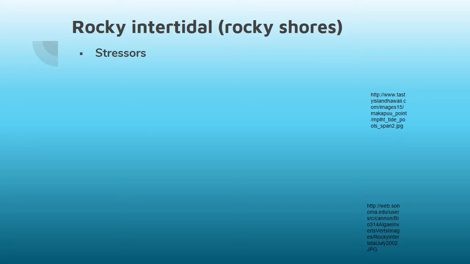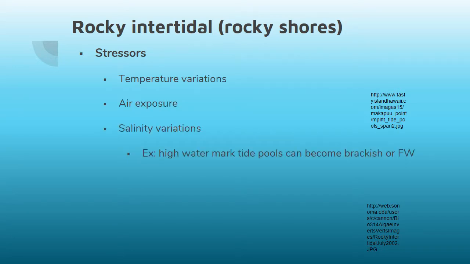Moving on to rocky intertidal then, which is on rocky shores. Some of the stressors here are temperature variations, air exposure, salinity variations, and for example, at the high water mark, the tide pools can become brackish or fresh water when they don't have that influx of salt water and they're sitting out sometimes, referring back to the timing, 12 hours or 6 hours between low tide and high tide, that they're just sitting there without that influx of salt water and they may become brackish or even freshwater due to runoff or freshwater rain that occurs at the time.